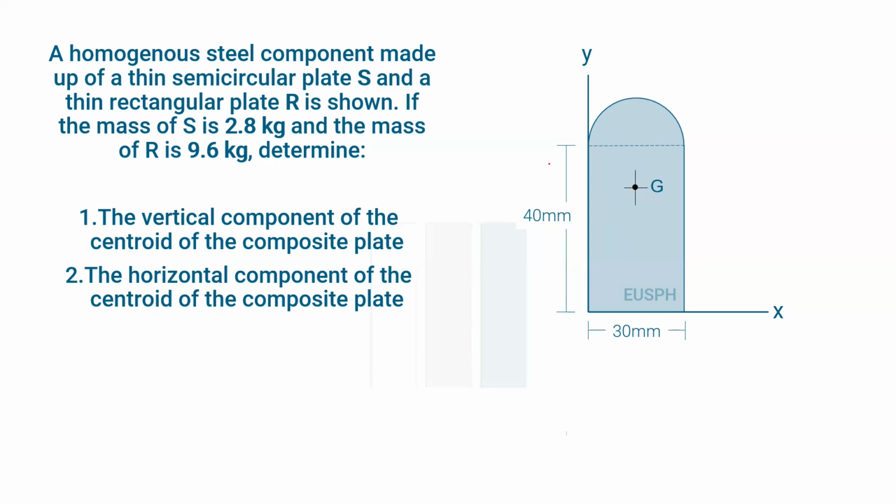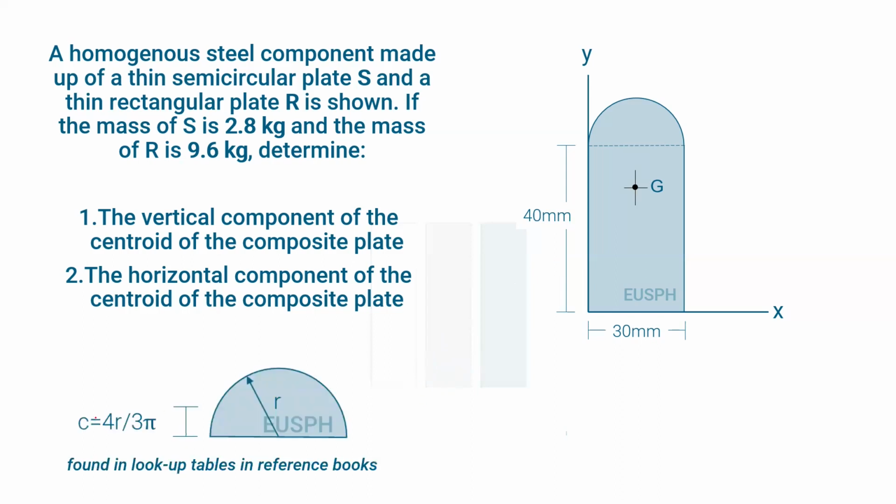Kailangan alam po natin yung mga centroid ng mga basic areas po natin. So dito sa problem po natin, meron tayong rectangle and meron tayong semicircle. So rectangle, I'm pretty sure alam po natin yun kasi i-divide mo lang ng 2 yung base tsaka yung height niya to get its centroid. Pero doon po sa ating semicircle, kailangan po natin dyan mag-refer sa lookup tables po, no, ng mga references nyo. So if you have a look sa lookup table, ang makikita nyo po is yung centroid po ng ating semicircle is at 4r over 3 pi.